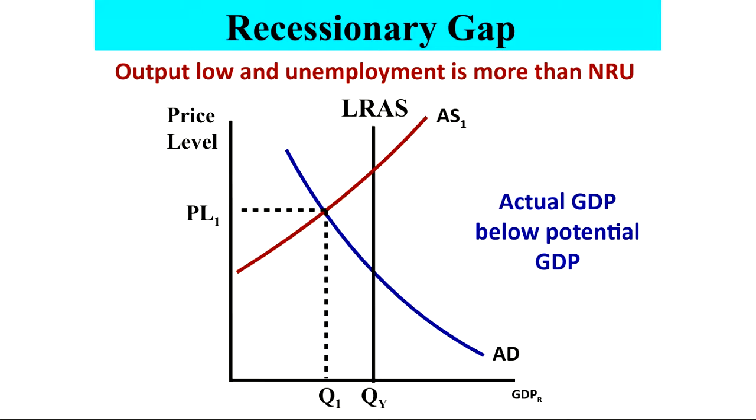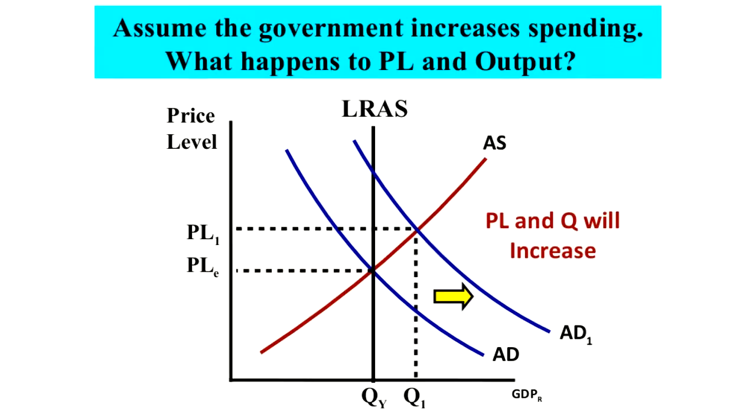Just to show you what one of these would look like. So let's say that your question says the economy is currently at macro equilibrium. The government increases spending. What happens to price level and output? Well, government spending is aggregate demand. So you would see a movement from AD to AD1. Your equilibrium point comes over here.